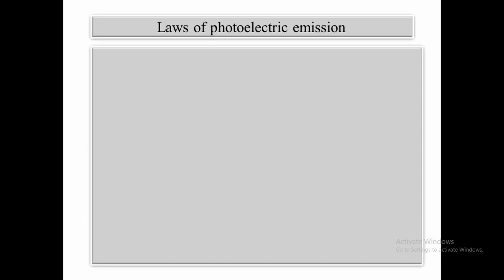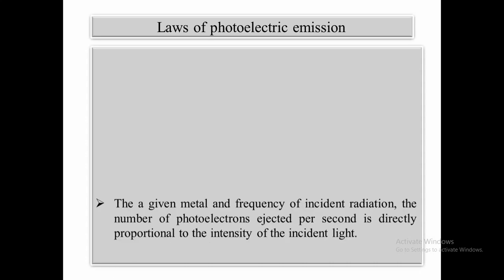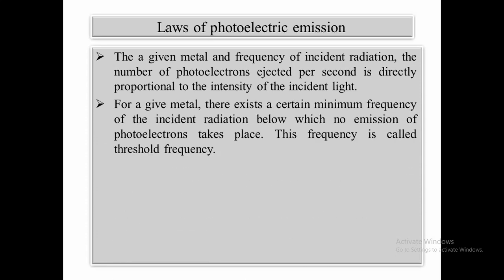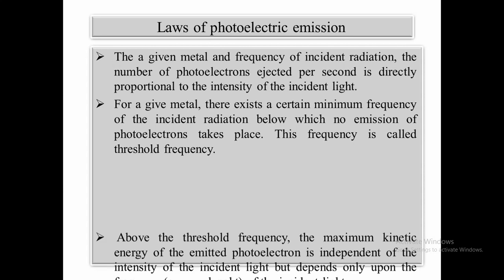Finally, by observing all these variations with respect to different physical quantities, we give the laws of photoelectric emission. The first law is, for a given metal and frequency of the incident radiation, the number of photoelectrons ejected per second is directly proportional to the intensity of the incident light. Second, for a given metal, there exists a certain minimum frequency of the incident radiation below which no emission of photoelectrons takes place. This frequency is called threshold frequency.